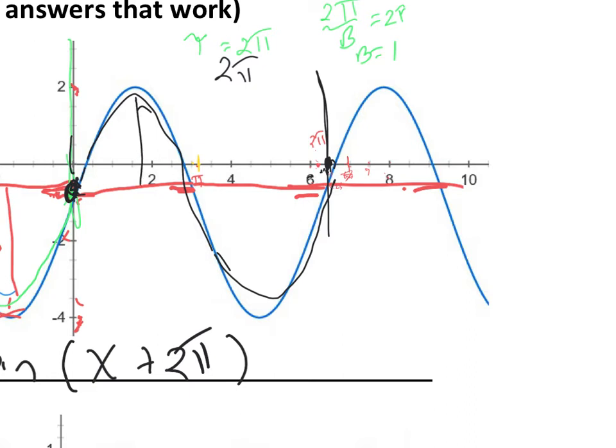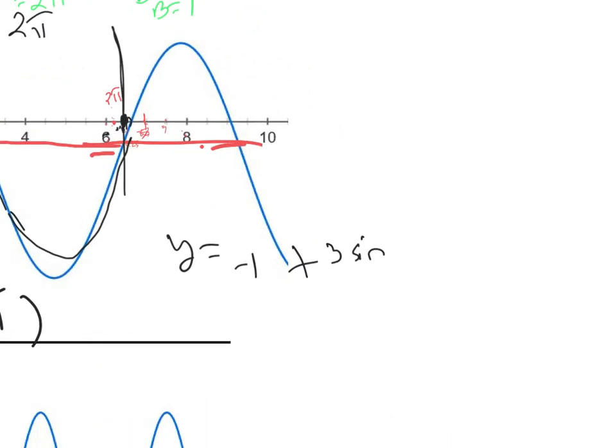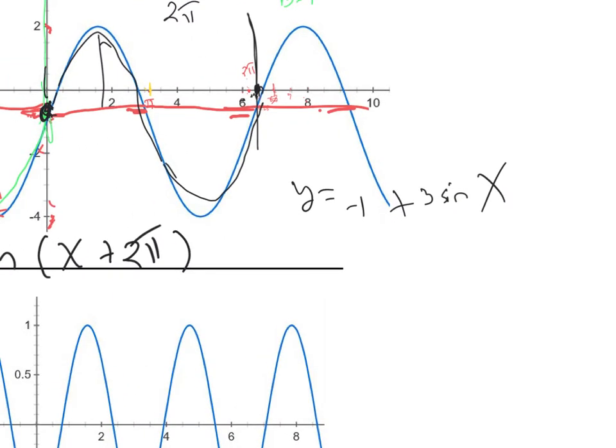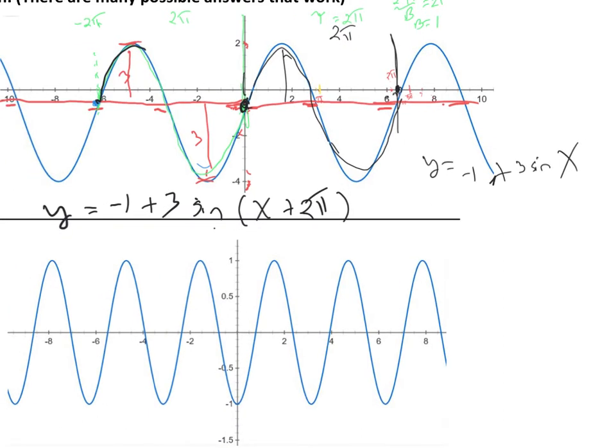My shifting down is still a 1. So y equals -1 plus 3 sine of x. And I'm not shifting left or right. Wow, that's an easy equation. They are the same equation. I just chose to start over here.